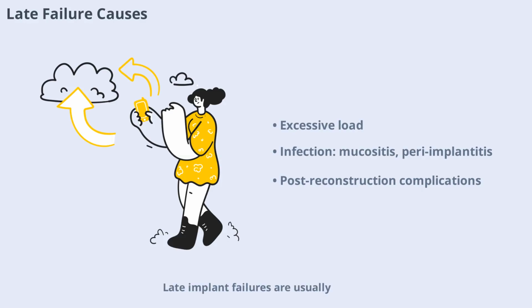Late implant failures are usually caused by excessive load or infection, including peri-implant mucositis and peri-implantitis. These complications arise after the implant has been reconstructed and integrated. Managing occlusal forces and maintaining oral hygiene are key to preventing late failures and ensuring long-term implant success.